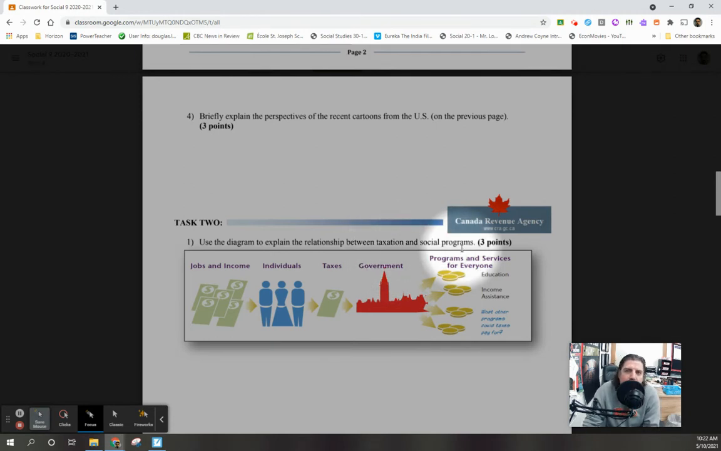So in other words, if they have more money coming in, then they have, at least theoretically, more money for programs. Sometimes what governments do is they just spend in a deficit mode in which they spend more than they bring in, but that's a discussion for another day.